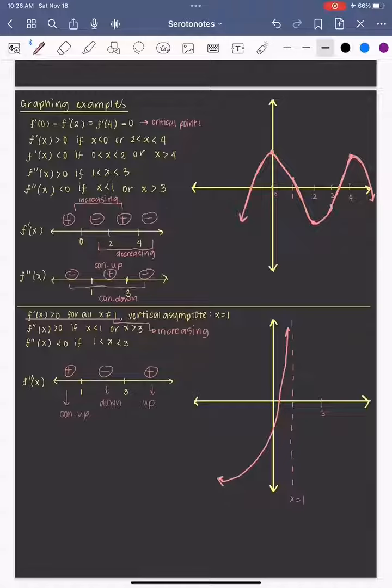Taking note that as we go from left to right, our function must be increasing because our first derivative test is positive for all x values except 1.